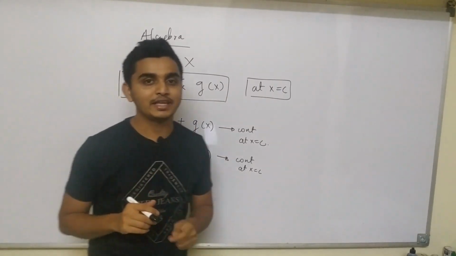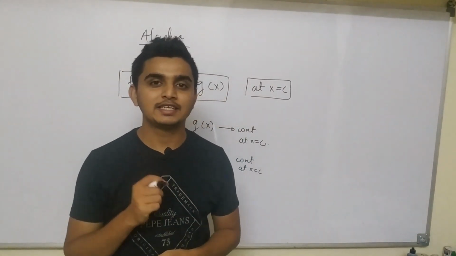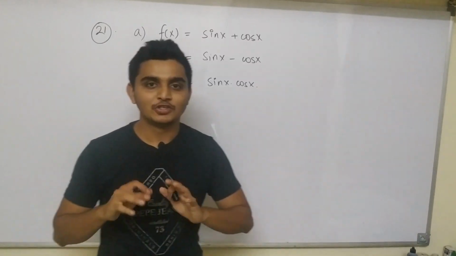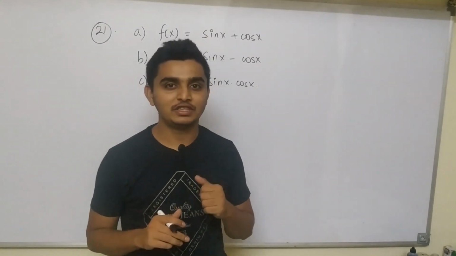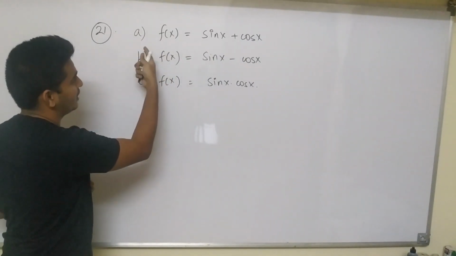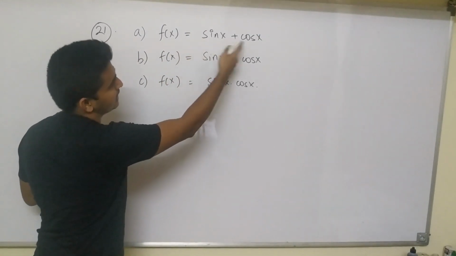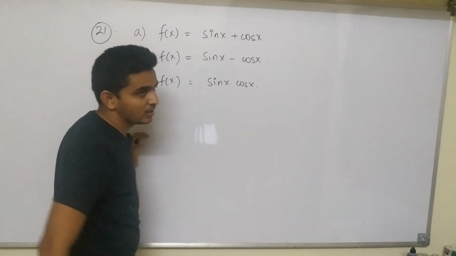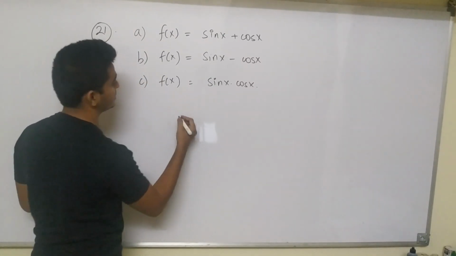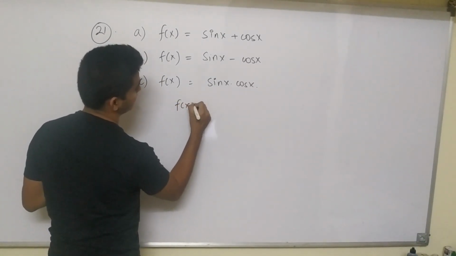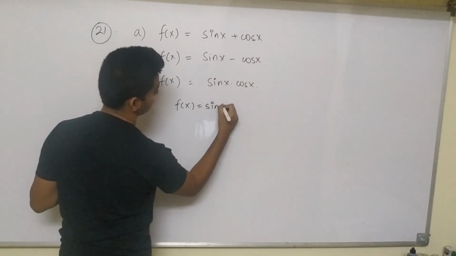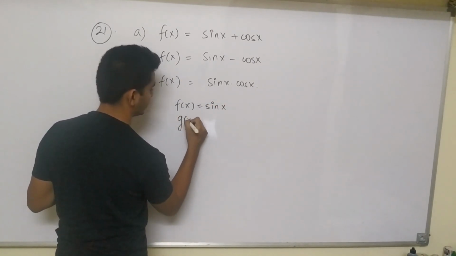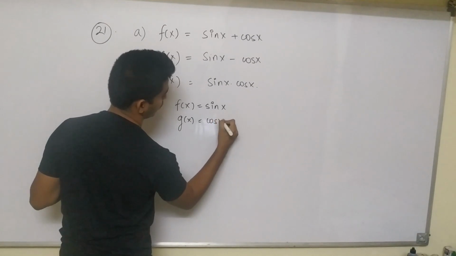And now we'll take three different problems from your exercise 5.1 of NCERT. We'll check the continuity of three different functions: f of x equals sin x plus cos x, sin x minus cos x, and sin x into cos x. We can use the same trick: we can say that f of x is equal to sin of x, and g of x we can say is cos of x.